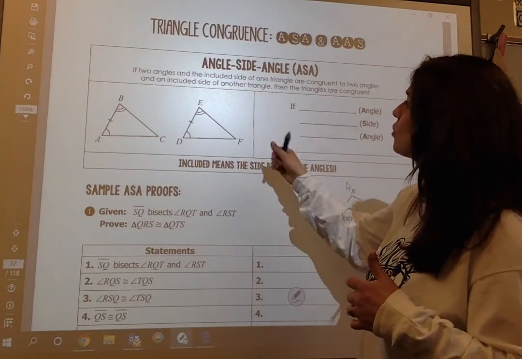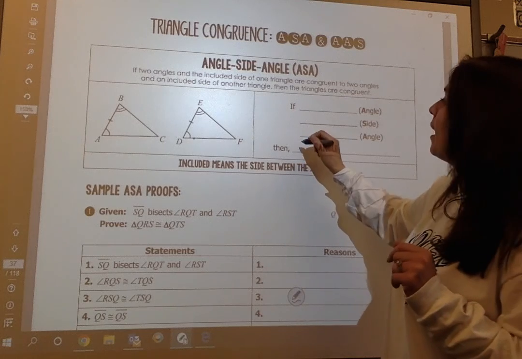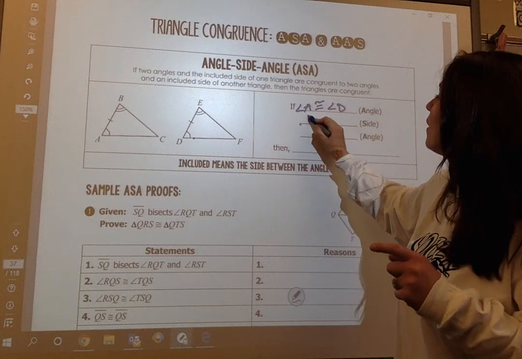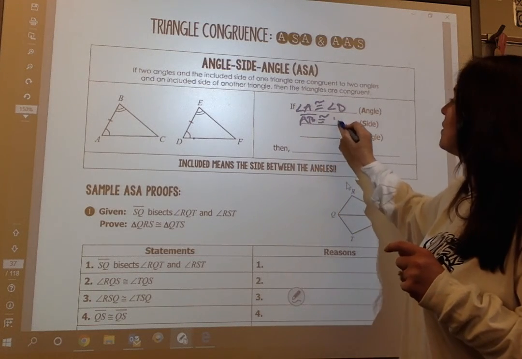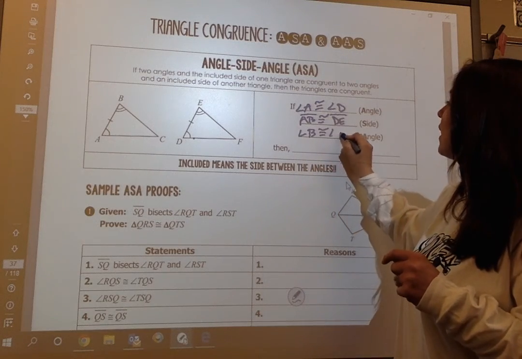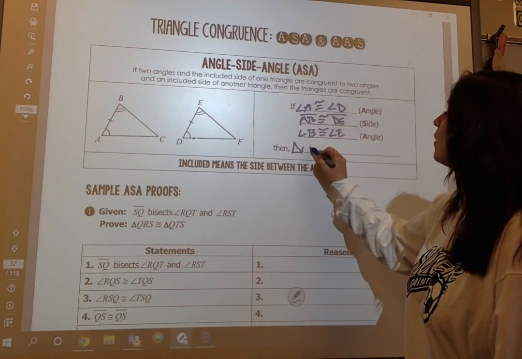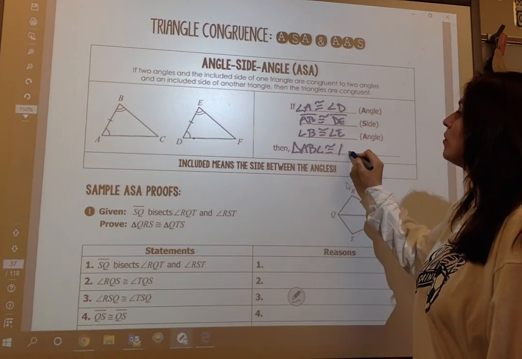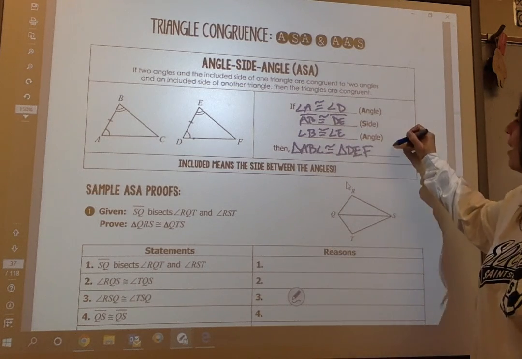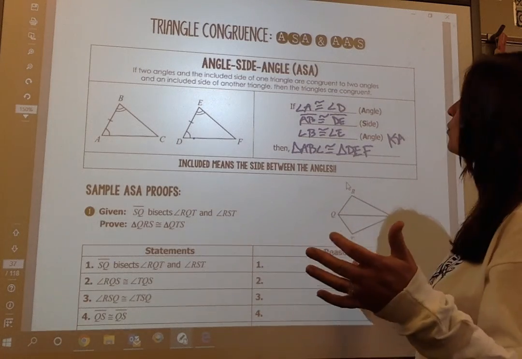So angle, side, angle just means that the side needs to be included right here. So if angle A is congruent to angle D, and if AB is congruent to DE, and if angle B is congruent to angle E, then I can make my Big Daddy statement. And I can say triangle ABC is congruent to triangle DEF, and I can do that because of angle, side, angle. So that's what that looks like. So let's walk through some proofs together.